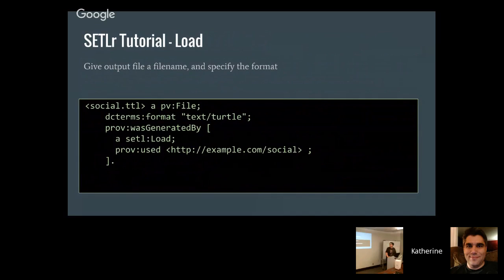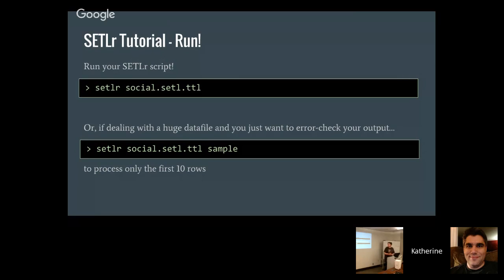Then at the very end, you give your output file name and specify the format. So for the example, the output is turtle, and we just call it social.turtle. Okay, and then when you're ready, you run it: you command SETLr, and then the name of your setl file. If you run it with sample at the end, it will only process the first 10 rows, which is super handy if you are working out your template and want to test it, but you don't want to convert the entire bajillion rows of whatever spreadsheet you're working with. So that just gives you a small sample of the data for error checking.